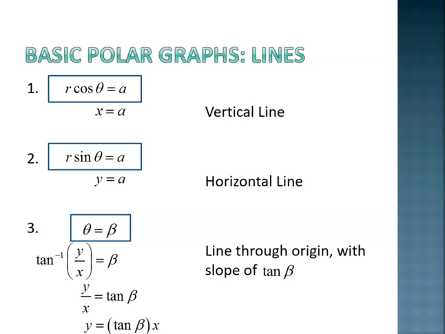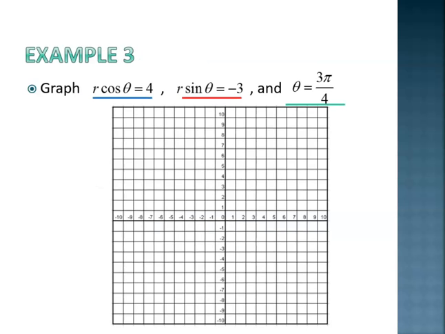All right, let's take a look at some examples. I'm doing this in different colors so you can easily tell, so if you want to take notes in different colors, feel free to do that. The first one we have here is r cosine theta equals 4. We remember that r cosine theta equals 4 is going to be a vertical line. So this is a vertical line going through 4. We find 4 on the x-axis, right? r cosine theta is x equals 4, so a vertical line going through 4 on the x-axis.